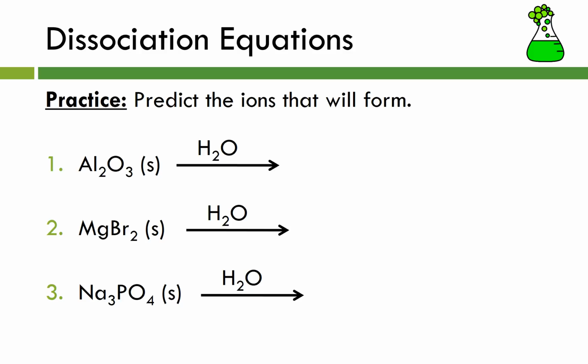So we'll make the assumption that all of these ions are going to dissolve in water. When aluminum oxide dissolves in water, we'll form aluminum and oxide ions. Aluminum has a charge of 3+, oxide has a charge of 2-. We need 2 aluminum and 3 oxides to get balanced.